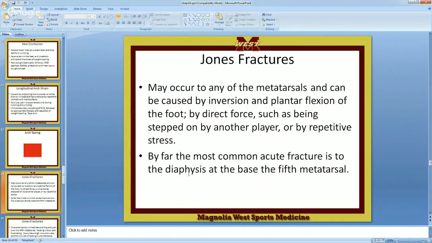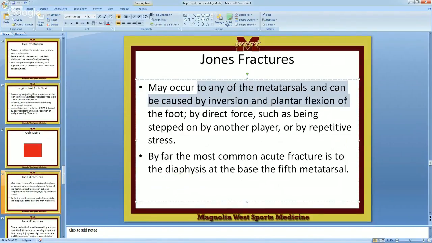24. Jones fracture. All right. It can happen to any of the metatarsals and can be caused by inversion and plantar flexion of the foot, by direct force, such as being stepped on by another player, or by repetitive stress. Make sure you're familiar with a Jones fracture.